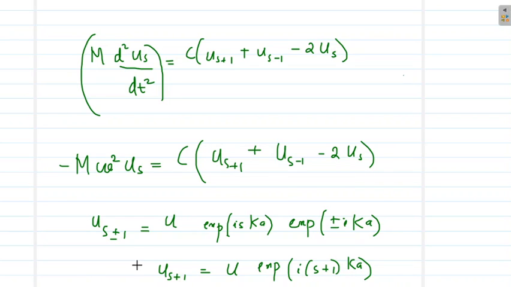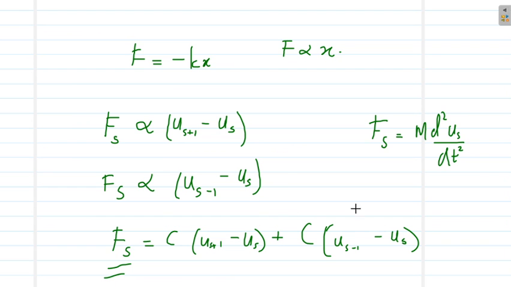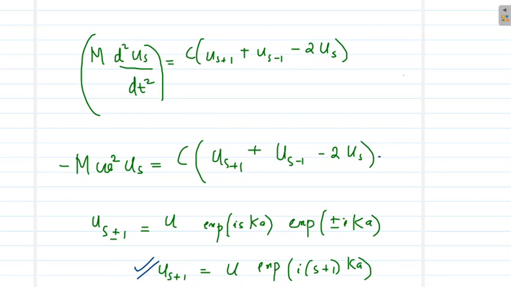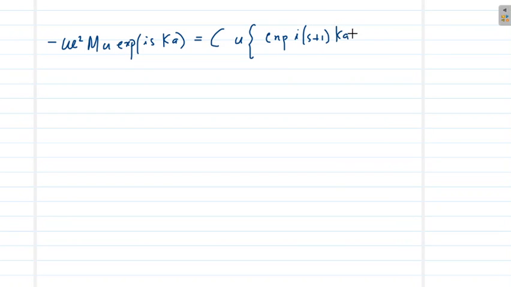Now substitute for this u_(s+1) and the similar equation for u_(s-1) into our equation number 1. So substitute for u_s as exponential i s ka, and u_(s+1) and u_(s-1) by their respective equations. You can obtain minus omega square m into u into exponential i s ka is equal to c into u into exponential i into (s+1) ka plus exponential i into (s-1) into ka, that is u_(s+1), u_(s-1), minus 2 into exponential i s ka.